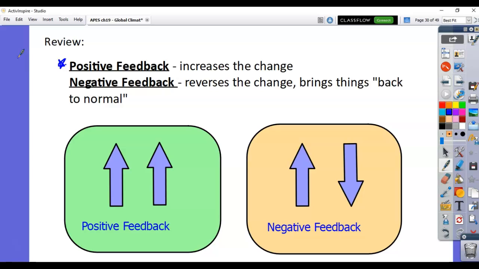Negative feedback reverses the change, so we oftentimes use the example of, oh, you go outside on a really hot day, your internal temperature increases a little bit, so your body sweats to bring that internal temperature back down. So reversing the change. In climate change, we have a lot of positive feedback loops, and that's a problem because as climate change continues, some of these effects increase and increase and increase and increase.